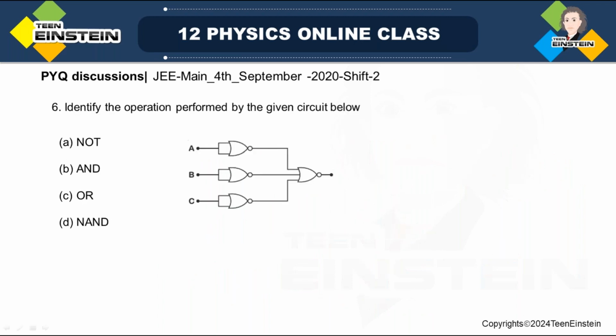Now we'll see the last question for this session. This question says identify the operation performed by the given circuit below. So you can see this is OR and there is a NOT operation. So you'll get A bar from here, and also the inputs are shorted, so you'll get a single input, B bar here. So NOT B means A bar and B bar you get here. Similarly, C bar also here. So this is OR and then NOT. So this operation will be (A bar plus B bar plus C bar) whole bar.